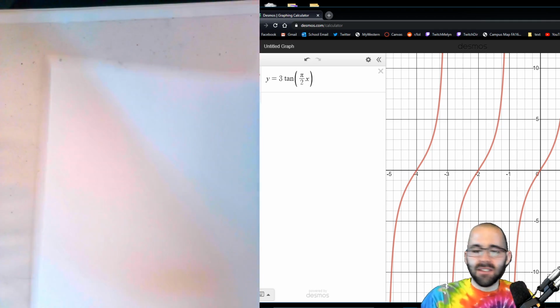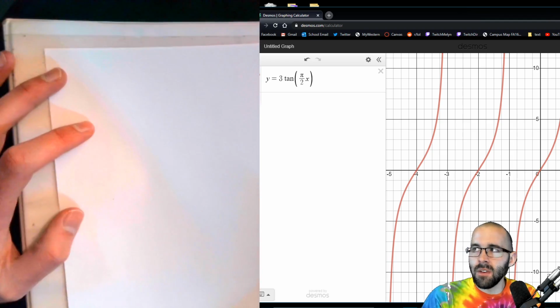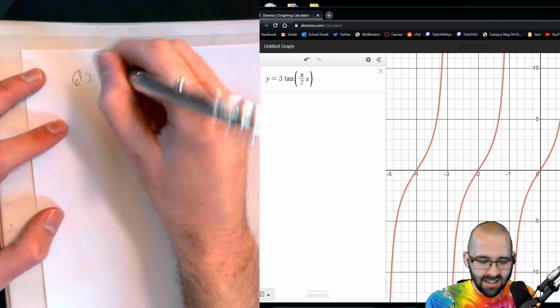So let's do more of these, all right? Because this is really the heart of the section. This is the kind of problem I want you to be able to do, all right? Are we on part D, I guess?